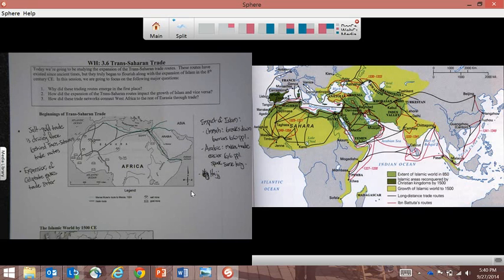Now, the expansion of the Trans-Saharan trade routes had important effects on the post-classical world. It's not just that trade is expanding and that's all we're paying attention to. This has important implications on the broader world itself. First has to do with something we learned about in the last video, the Swahili city-states. Think to yourself, where are those? What are they?